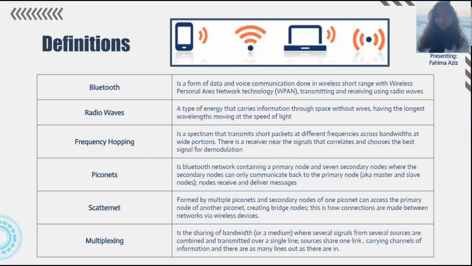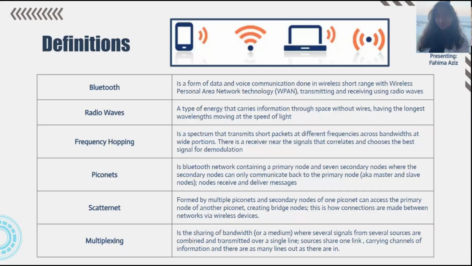So, what are radio waves? Radio waves are a type of energy that carries information through space without wires, having the longest wavelengths moving at the speed of light. And this connects to frequency hopping. Frequency hopping is a spectrum that transmits short packets at different frequencies across bandwidths at wide portions. There is a receiver near the signals that correlates and chooses the best signal for demodulation.